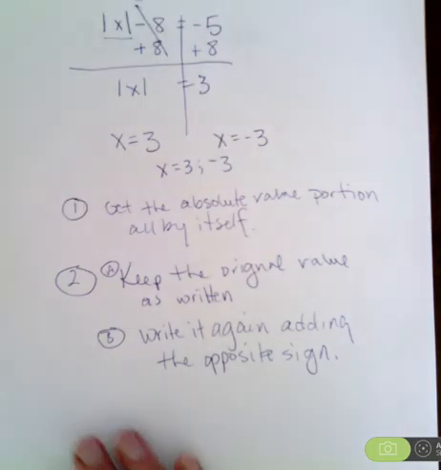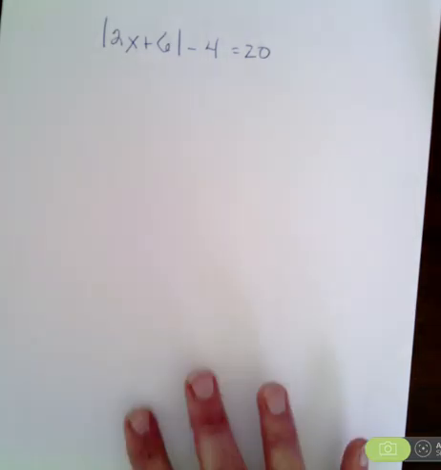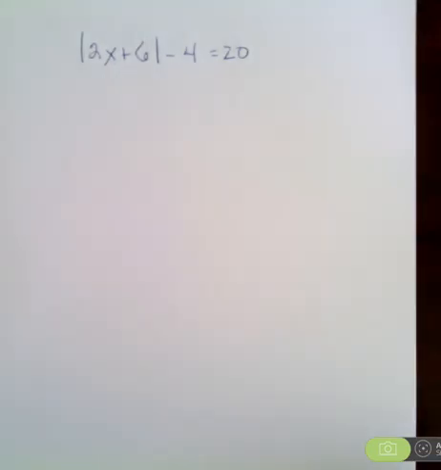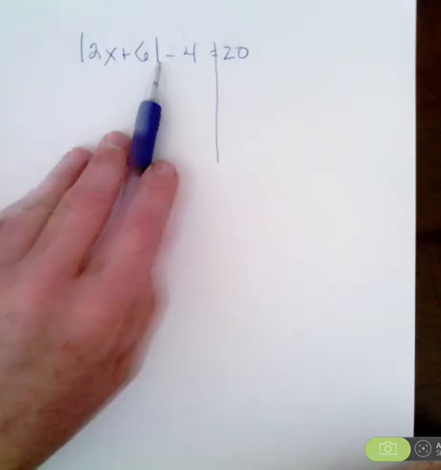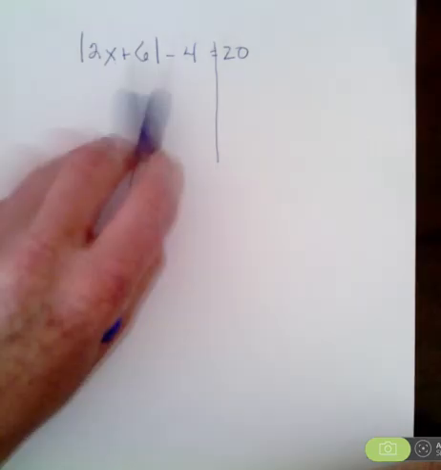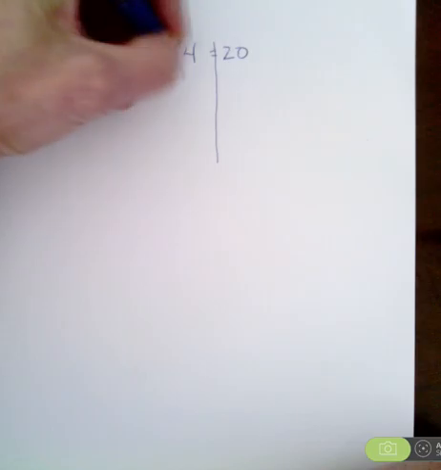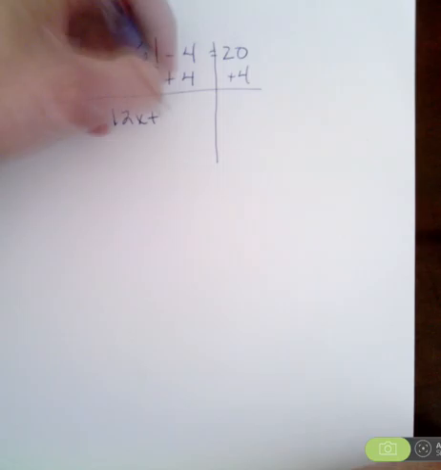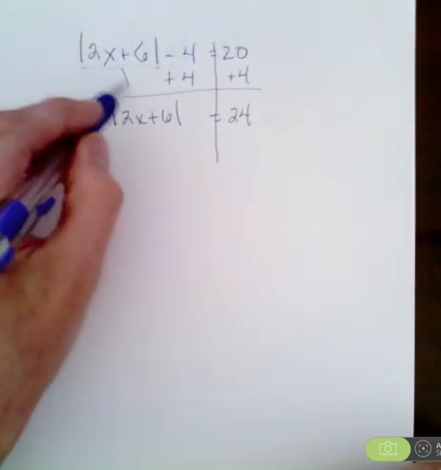All right, let's look at another problem. This one is a tiny bit bigger. There's a little bit more to do. So I notice I have my absolute value symbols. -4 is equal to 20. So I need to isolate the absolute value portion of the problem. So I'm going to add 4 to both sides of the equation. And I'm left with 2x plus 6 is equal to 24. So I brought this entire portion down.